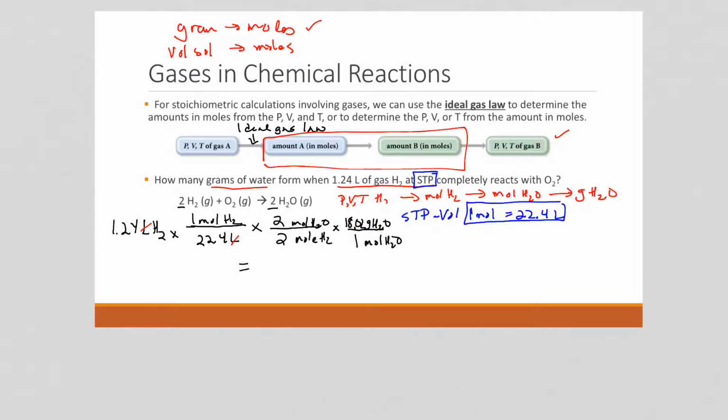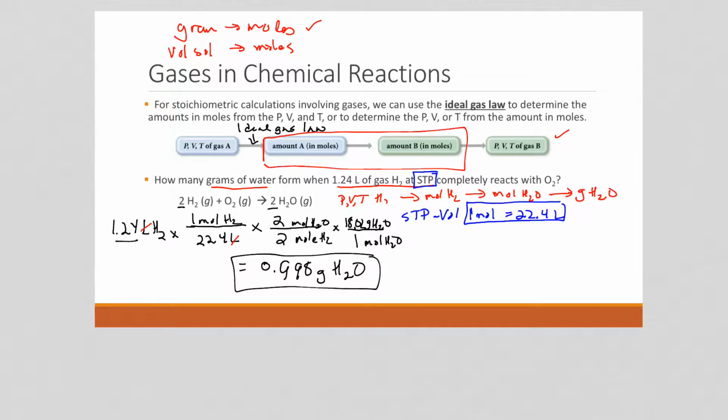And if we do our math, we end up with 0.93, whoops, sorry, read that number wrong. We end up with 0.998 grams of water. And 3 significant figures, because that's what we had here. All right, so there's one example.